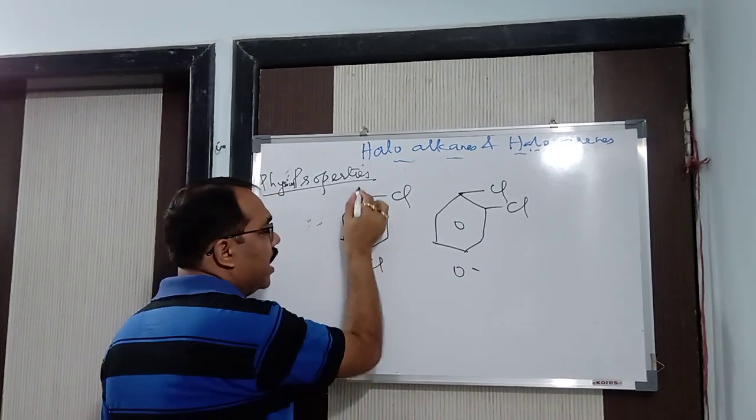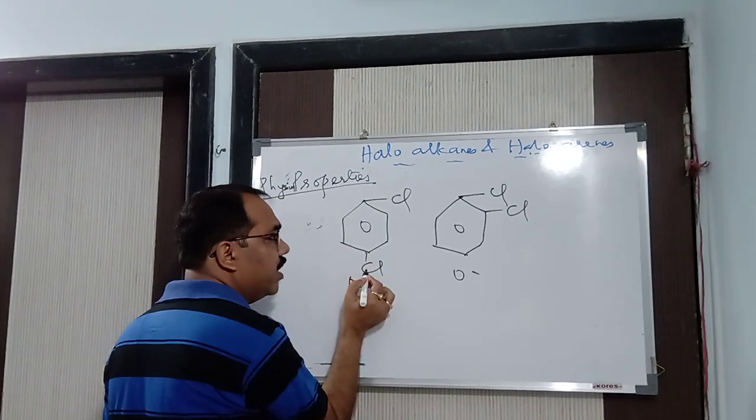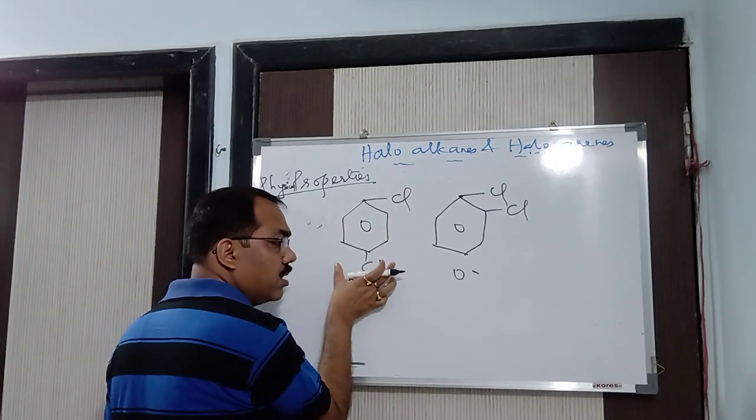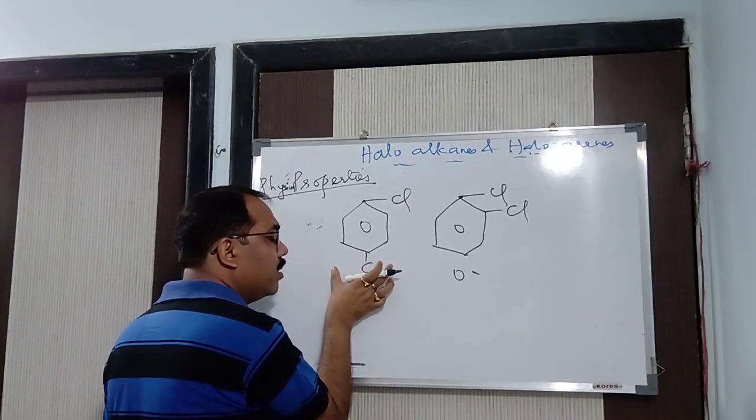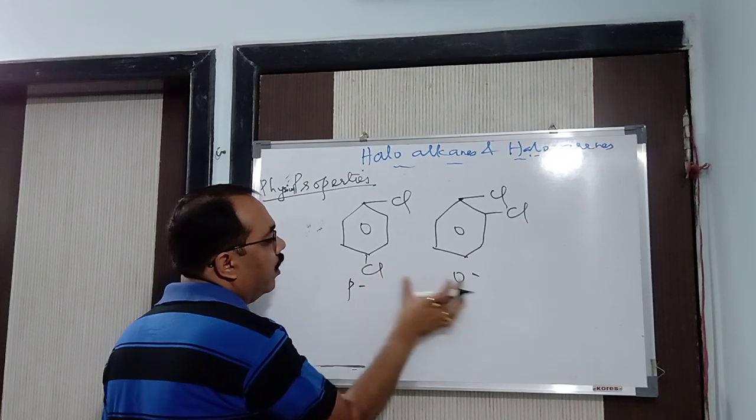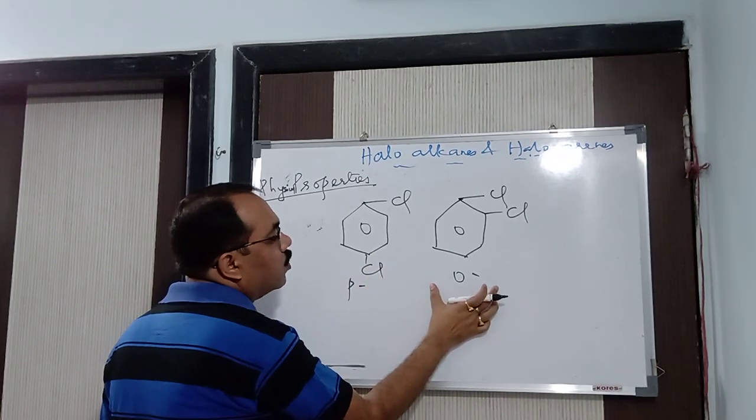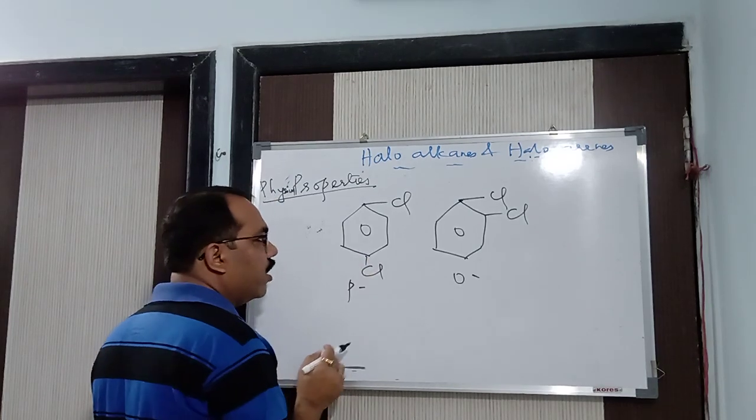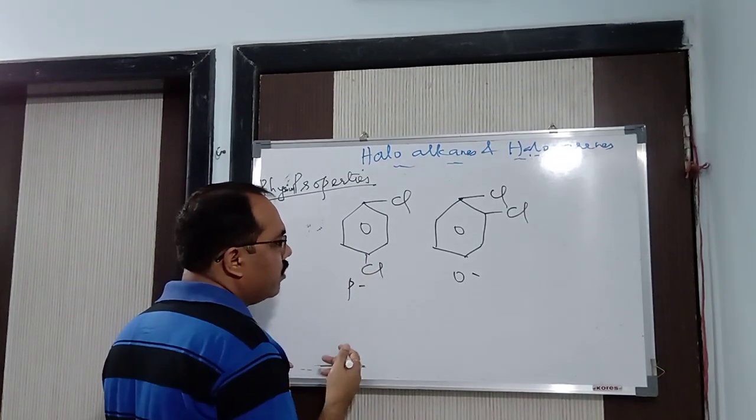The reason is that para means it is symmetrical. As it is symmetrical, it is quite stable in nature. As it is stable, more energy is required. So para dichlorobenzene will have a higher melting point or boiling point than ortho dichloro or meta dichloro. So this is one of the differences, or one more thing extra I should say.